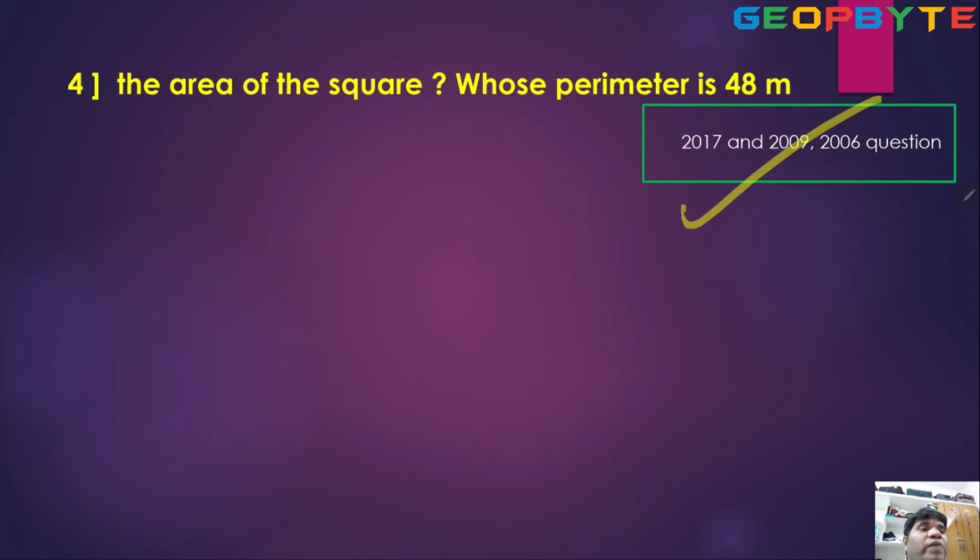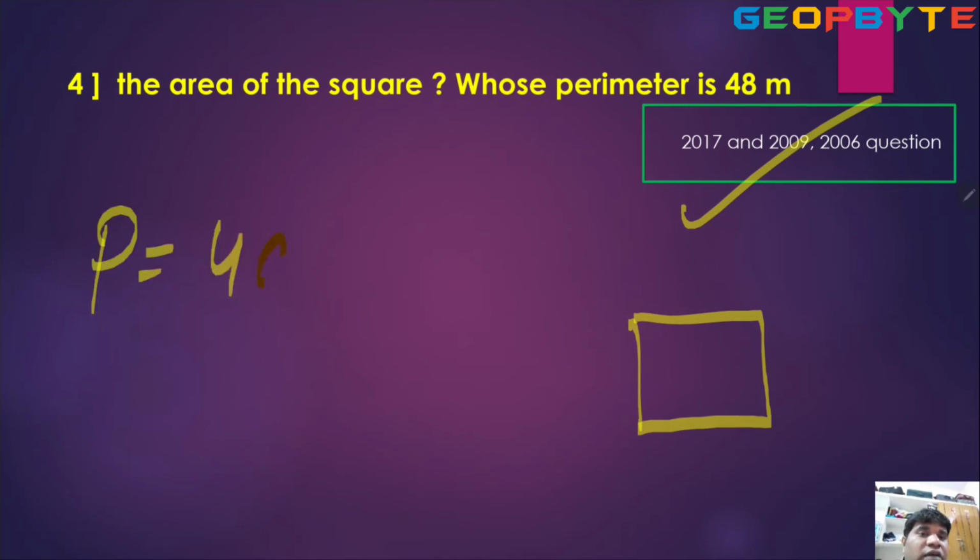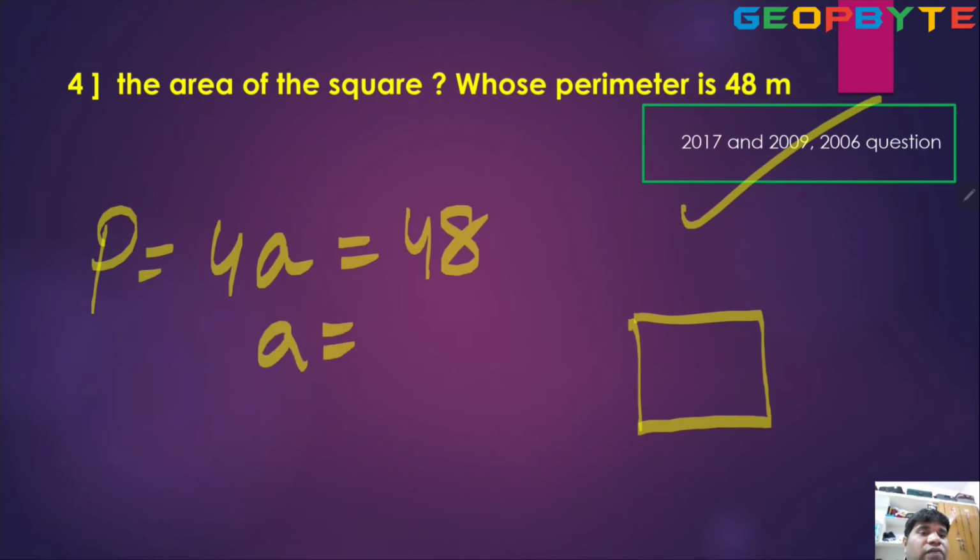Whose perimeter is 48. This is the square. So what is the perimeter? 4 into a is equal to 48. So a, 4 and 12, cancel directly. So a is equal to 12.